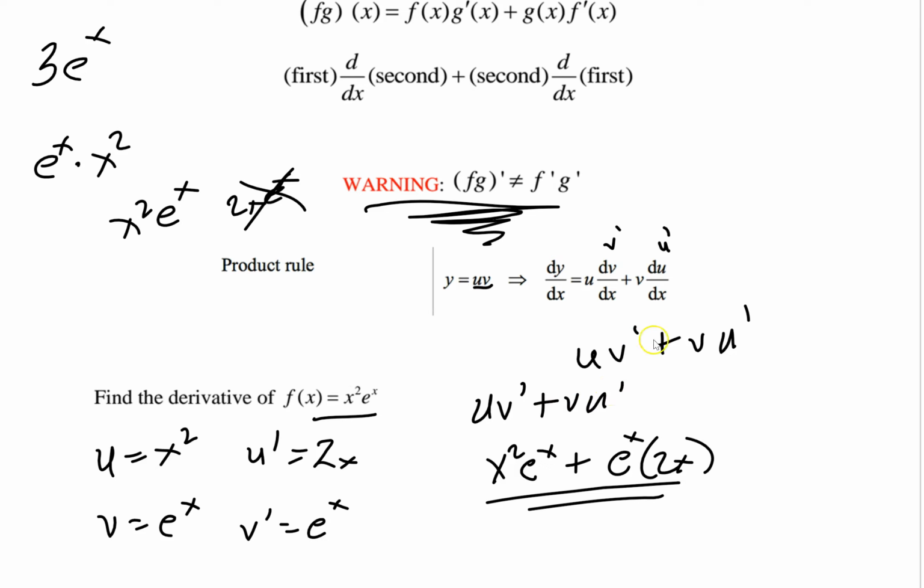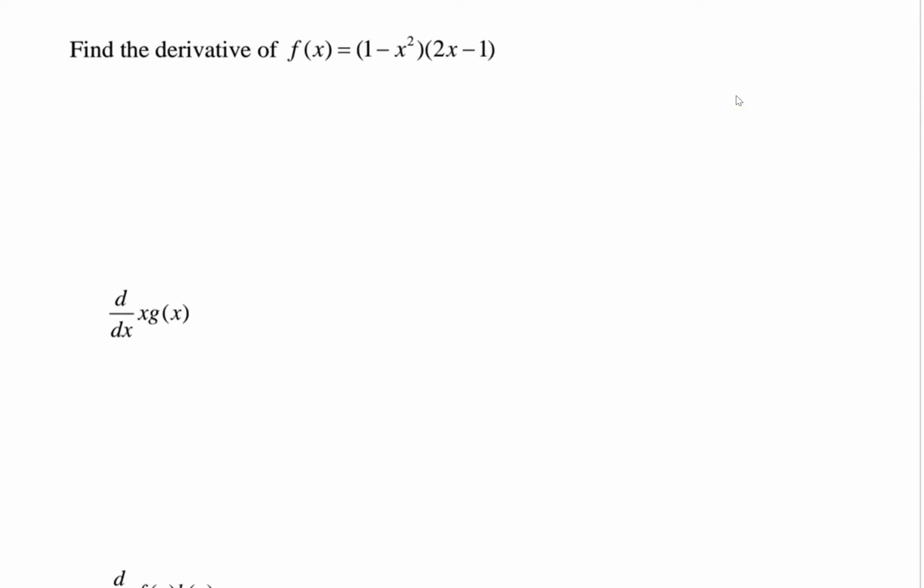Most of the time we don't need the formula. It's like, take the derivative of one of them times the other, plus switch it. That's all you have to do. Take the derivative of one times the other, plus the other way around. So let's do some more examples.